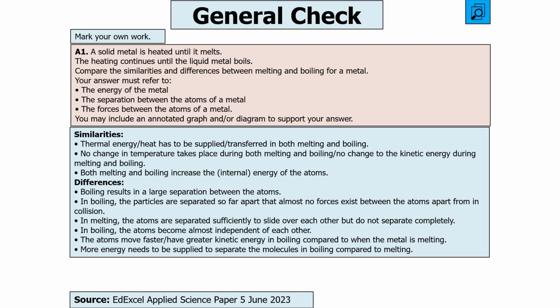Now we also know that boiling occurs at a higher temperature. Temperature is proportional to the kinetic energy store of the object, so therefore the atoms will be moving faster or have a greater kinetic energy during boiling than there would be during melting. And then we also know, as stated previously, more energy is needed to separate the molecules in boiling compared to when it would be in melting.